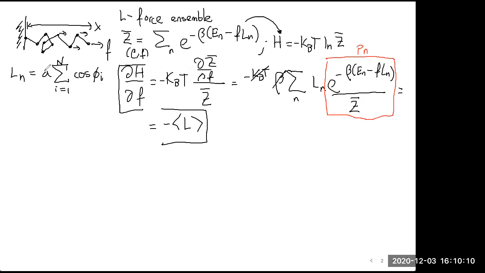So I can get all the configurations. Another configuration would be something like this, like that, with the force. Another one will be highly wrapped like this. The lengths will be different. Each of them will have a different length. This will be P of L.